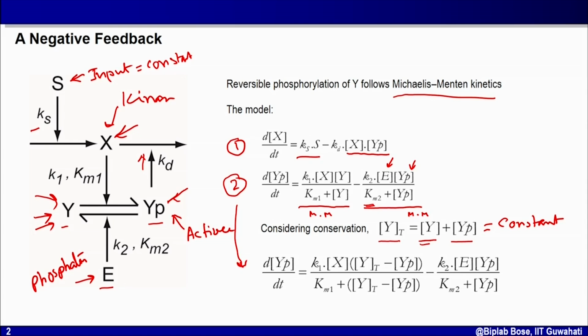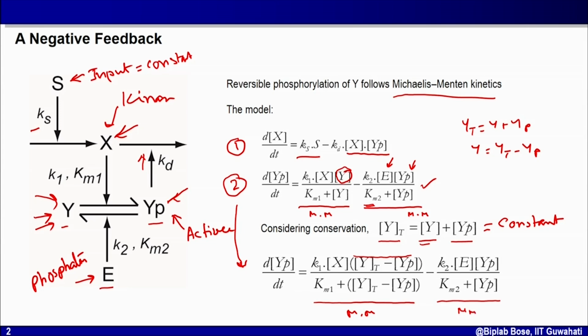The second equation I can rewrite in this form. dYp/dt is equal to K1 into X, in place of Y, I am writing Yt minus Yp, because Yt is equal to Y plus Yp. That means Y is equal to Yt minus Yp. So that's what has been written here. This is the first Michaelis-Menten term. The second one remains the same as in ODE2. So this is the second Michaelis-Menten.